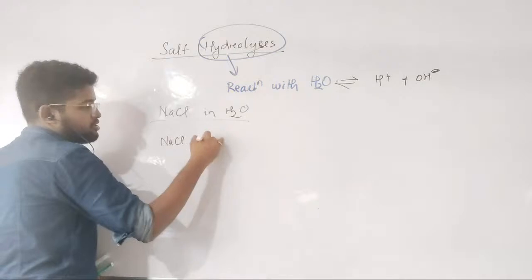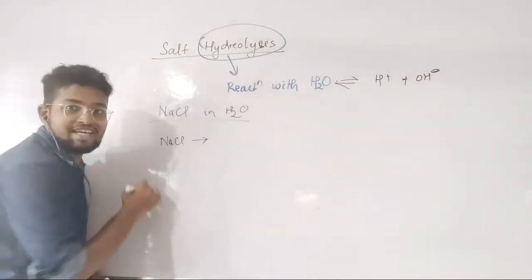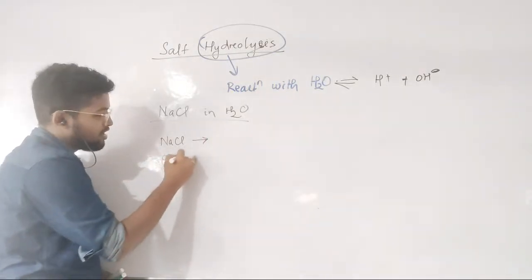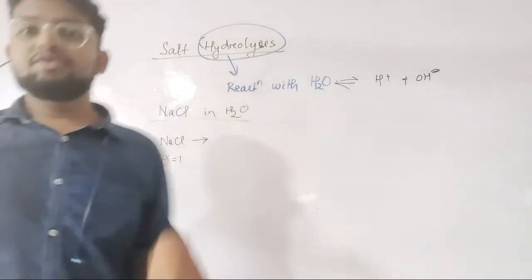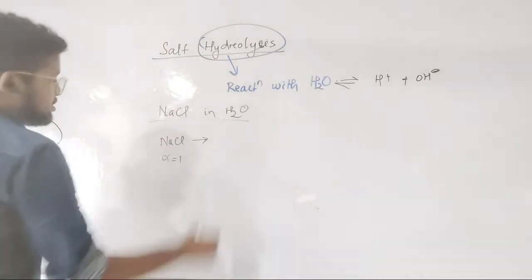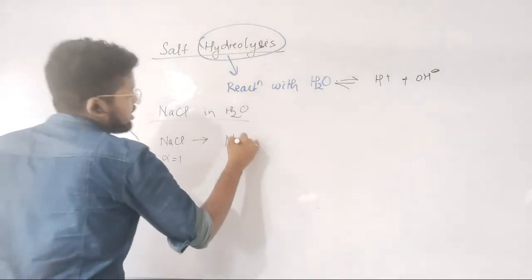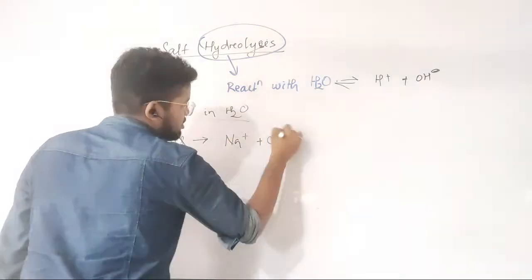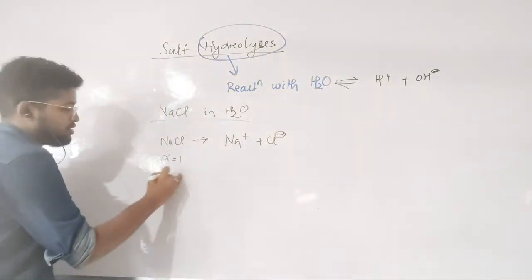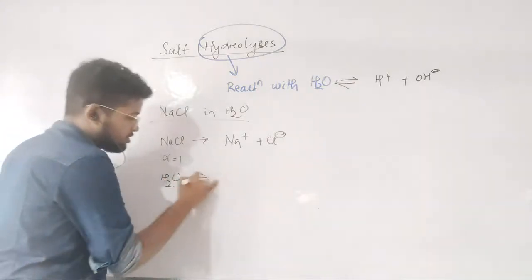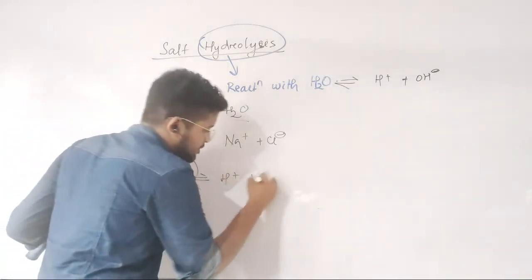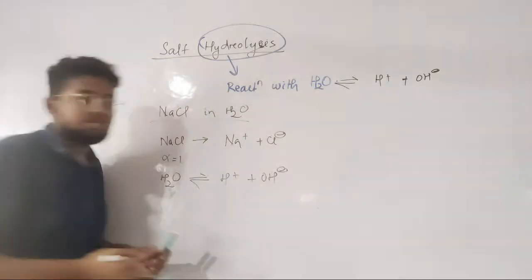NaCl will also dissociate, and all salts are strong electrolytes, so alpha is nearly equal to 1. It will dissociate as Na plus and Cl minus, with no reversible arrow. But water will dissociate with a reversible arrow, giving us H plus and OH minus, right?